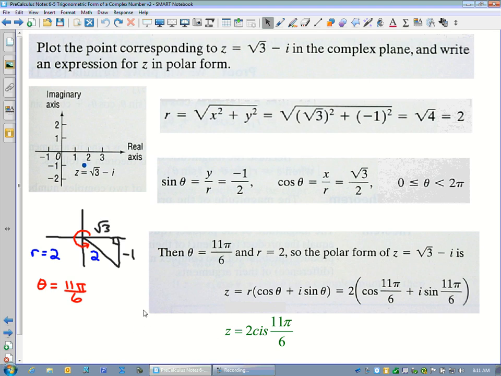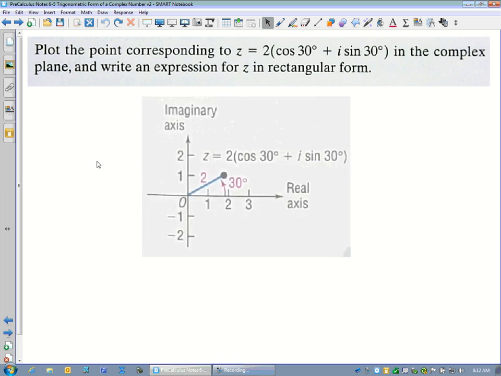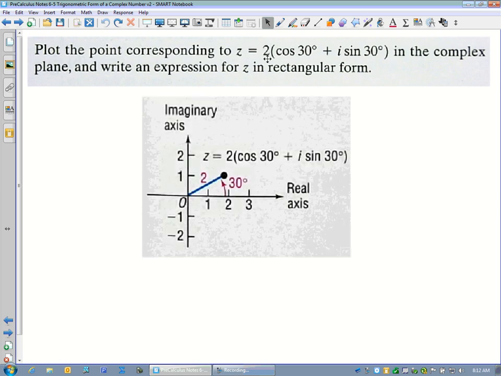Alright, so this was going from rectangular to polar. Let's look at what happens when we go the other way. This time we're given our complex number in polar form, and they want us to rewrite it in rectangular form. Well, for that, first of all, I will show you the visualization. This is what it would look like. But to calculate this, it's really just algebraic. You sort of just have to evaluate what is the cosine of 30, what is the sine of 30, and just multiply it out. That's really the quickest way.